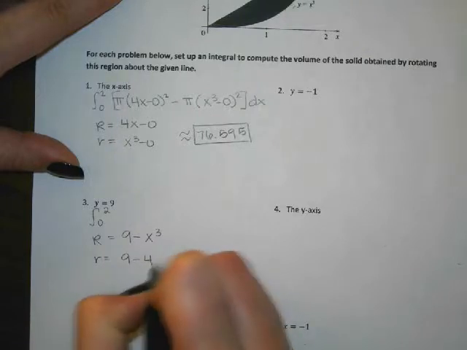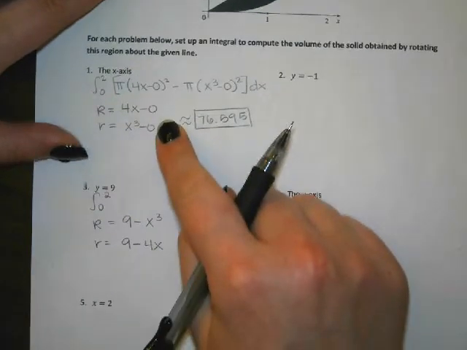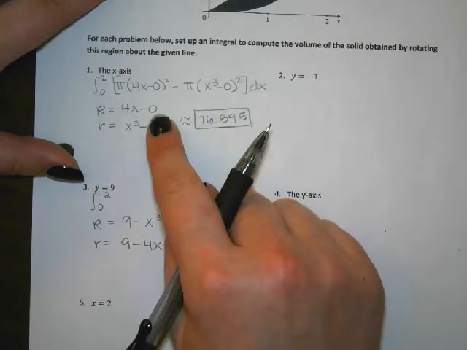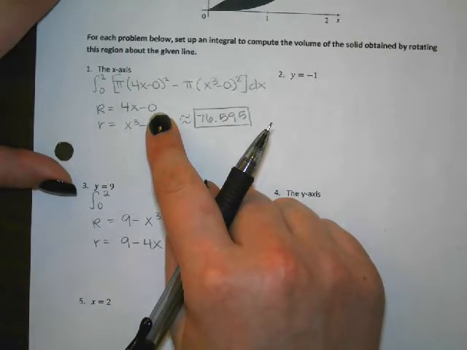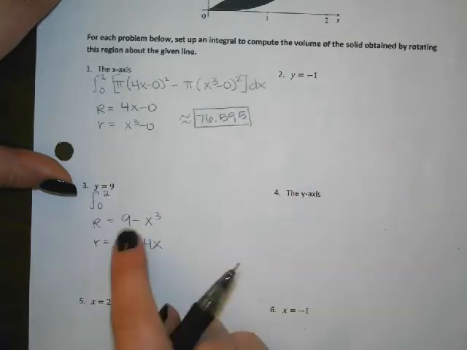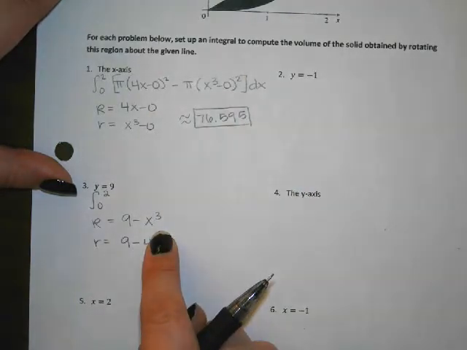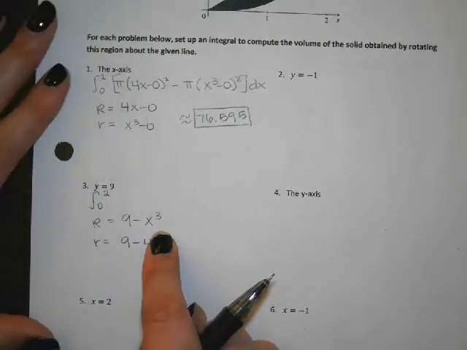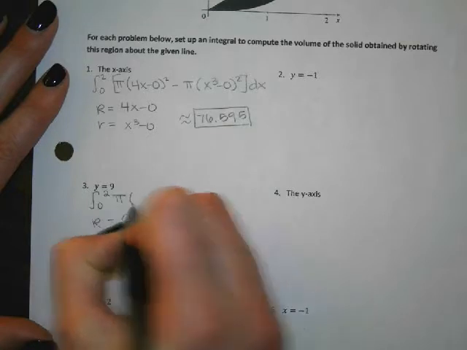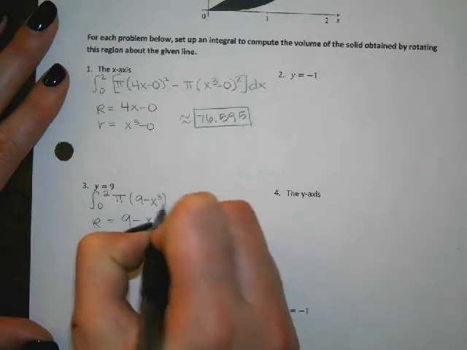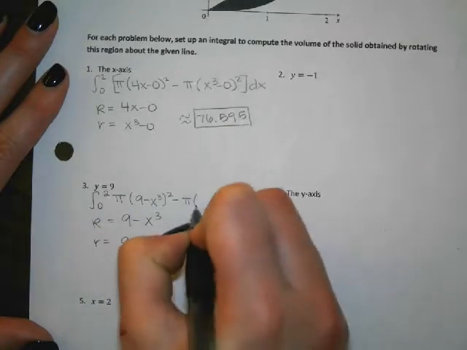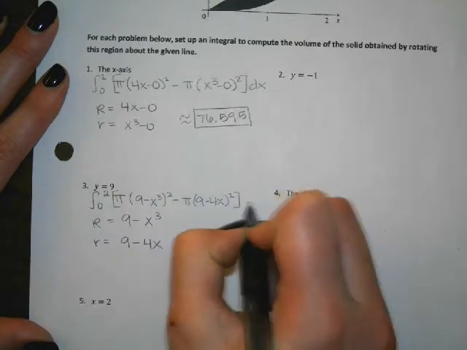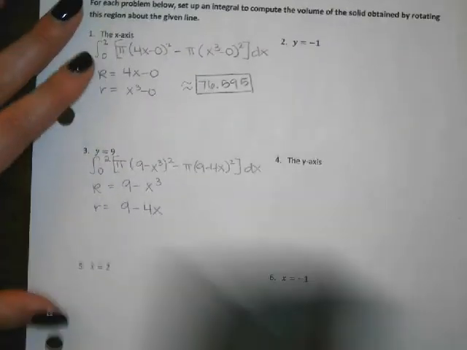9 minus 4x. So do you see how last time the axis of rotation was underneath the curve, so we did curve minus axis. This time the axis of rotation was above the curve, so we did axis minus curve. See how they switched? So it depends on the problem. They switch back and forth depending on the picture. Okay, so we've got pi big R squared minus pi little r squared and dx, and we're just typing that into our calculators.